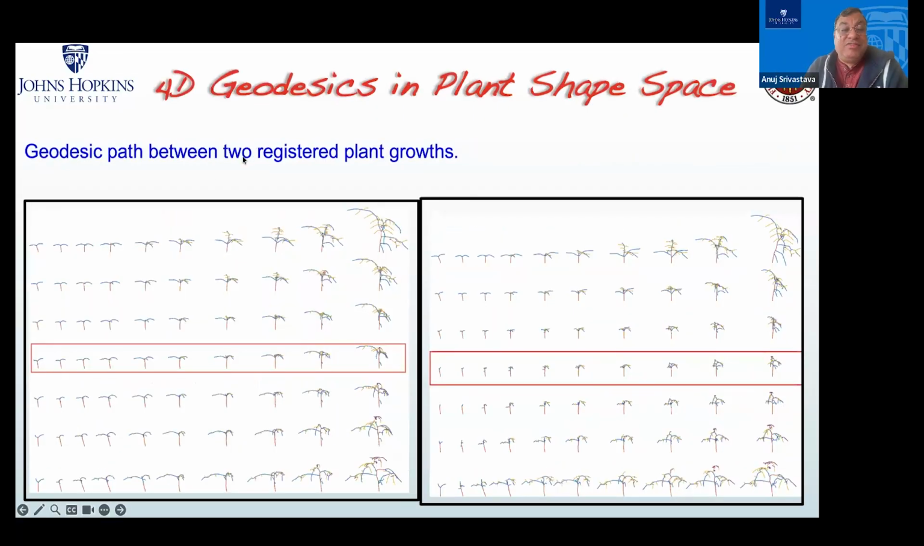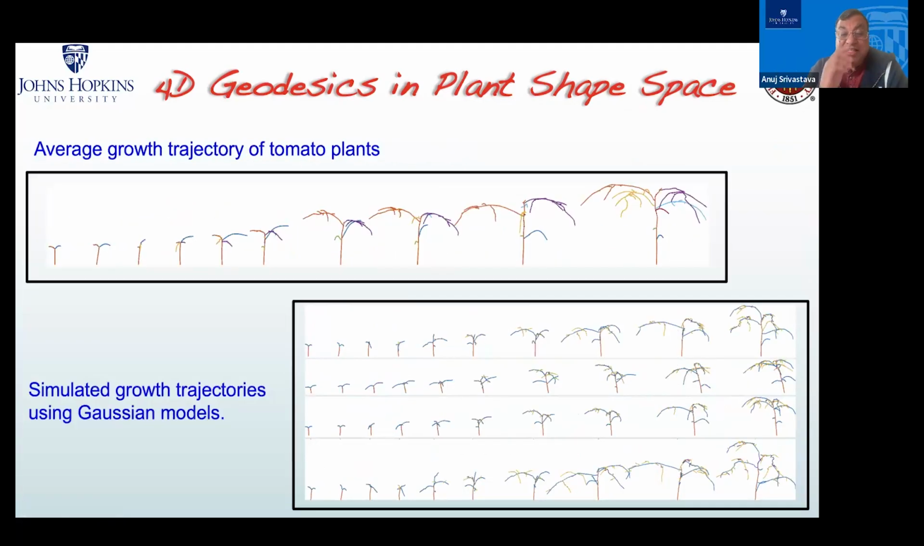And then we have this four-dimensional geodesic. So we have on the top row the registered growth of one plant, and on the bottom there is the registered growth of another plant. And vertically we interpolate between them as individual shapes. So we can interpolate between them and quantify how different these growths were for these different plants. In fact, we can compute an average growth model by averaging over hundreds of these plants, interpolated and registered, and then shapes averaged after registration.